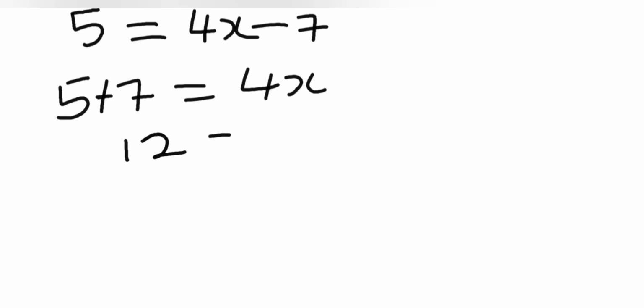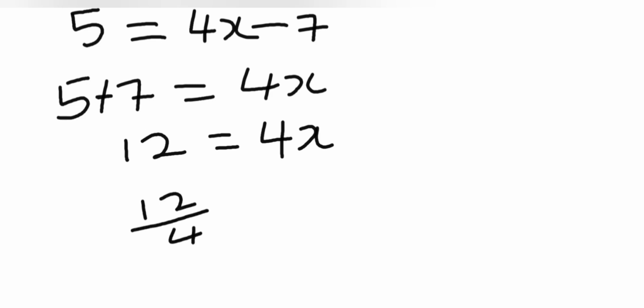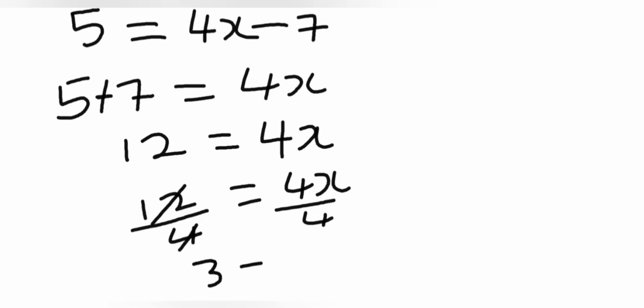The next thing that we're going to do is divide both sides by 4. So it's going to be 12 divided by 4 is equal to 4x over 4. If we simplify that, 4 into itself is 1, into 12 goes 3, so 3 will be equal to x.